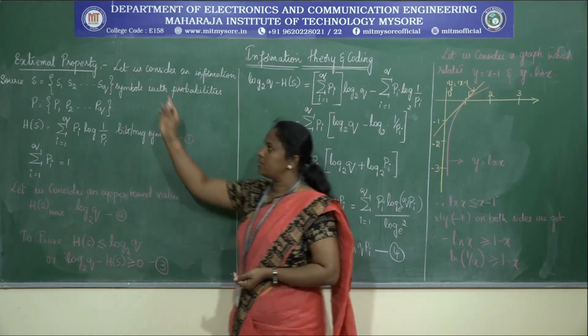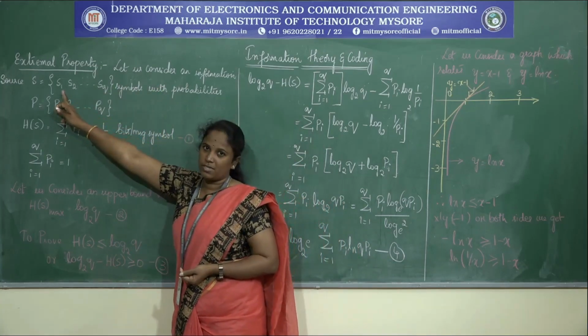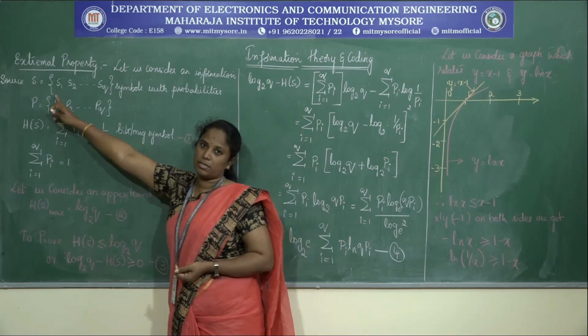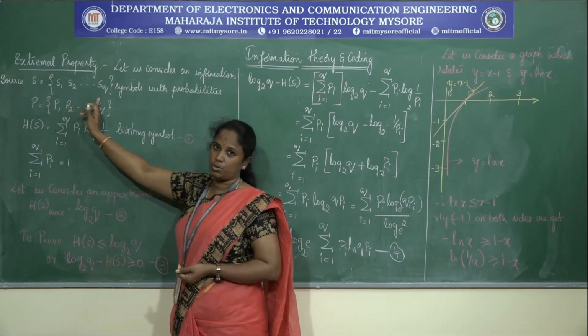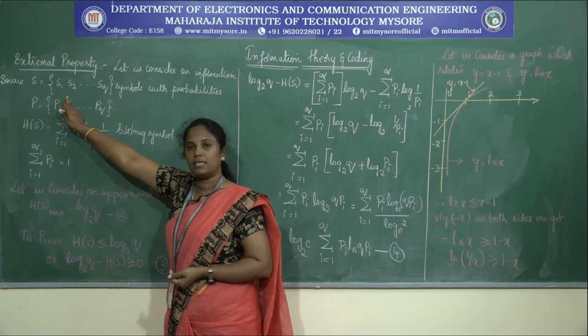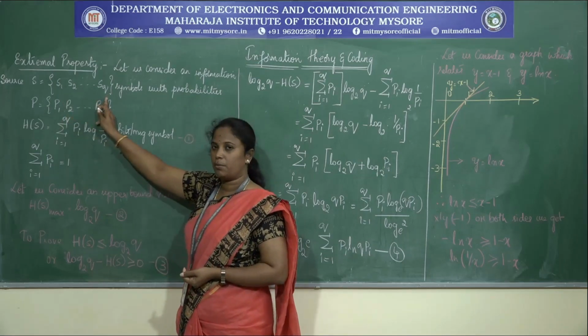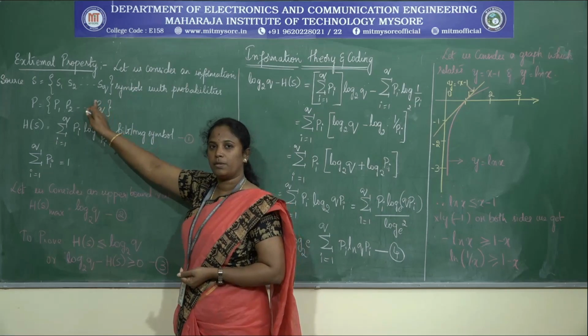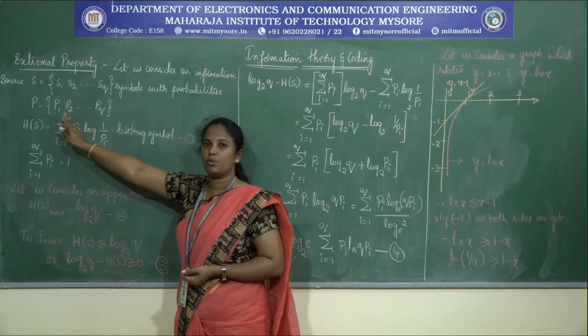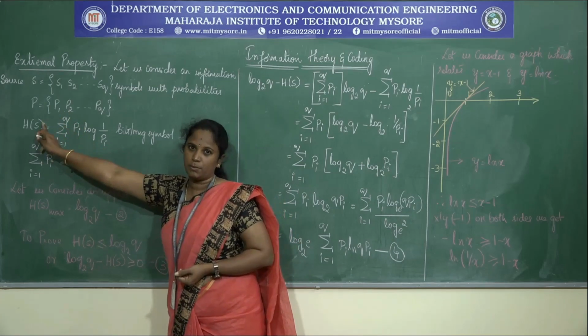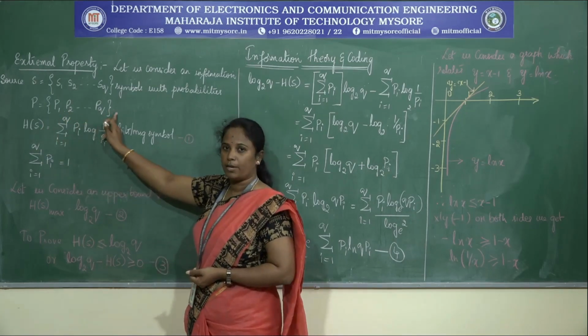We have considered an information source which is emitting symbols. It is going to emit different source symbols, which we have represented as S1 up to SQ, and corresponding to the symbols emitted, it is going to have some probability. The probability we have considered here is P equal to P1 up to PQ.